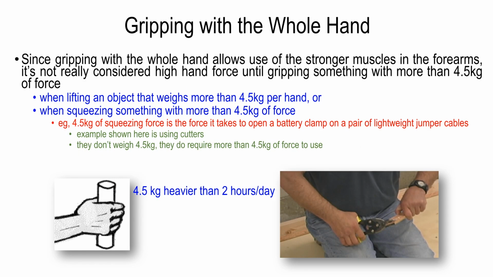Gripping with the whole hand uses stronger forearm muscles. High hand force isn't typically a concern unless lifting an object heavier than 4.5 kilograms per hand or squeezing with more than 4.5 kilograms of force. An example of the latter is the force needed to open a battery clamp or using cutters.